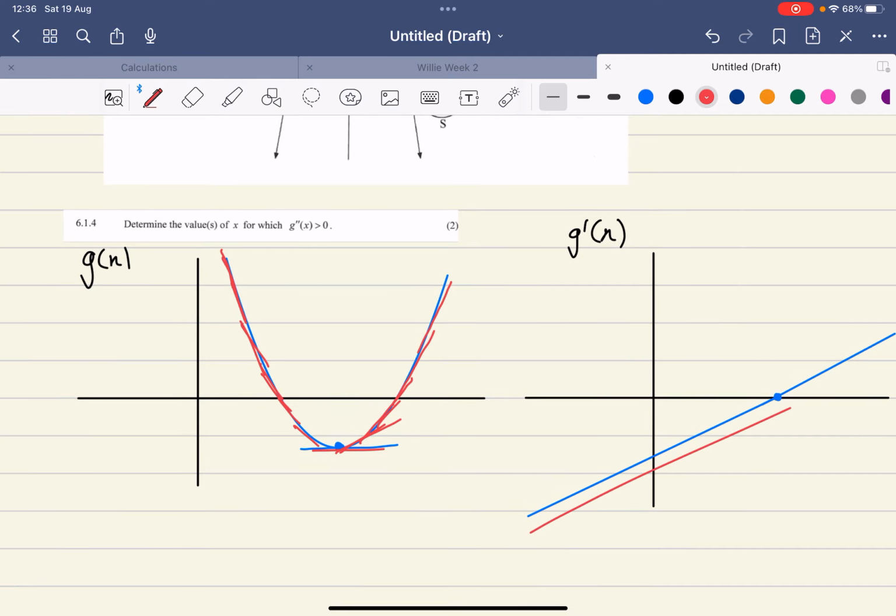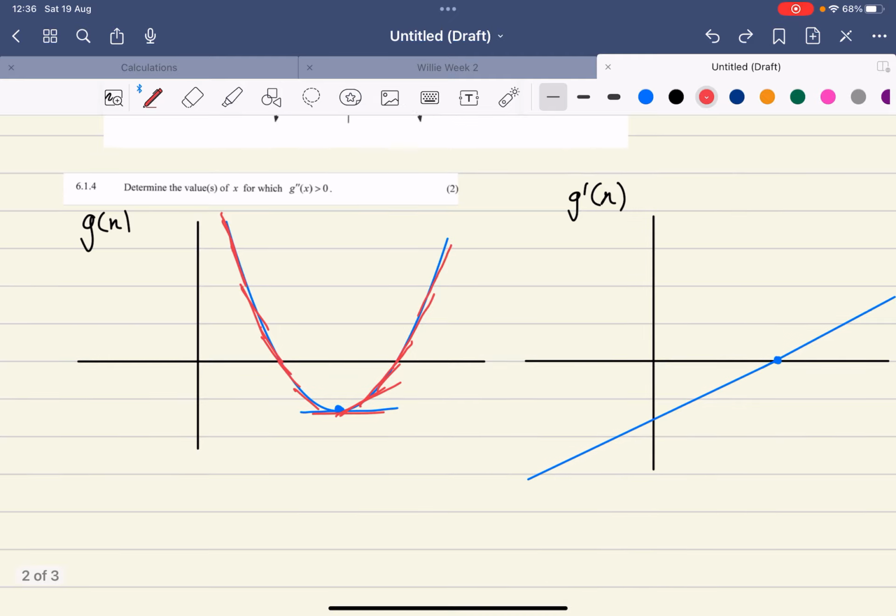Well, g prime of x is just a straight line. So if we were to take the derivative of g prime of x at any point, it will give us a constant. That constant would be the gradient of g prime of x, and notice how g prime of x is a positive straight line. Therefore, g double prime of x is greater than 0 for x an element of R. Or you could write that as negative infinity to infinity.